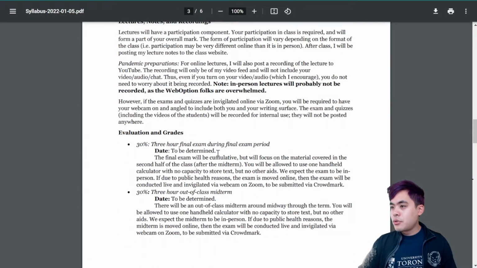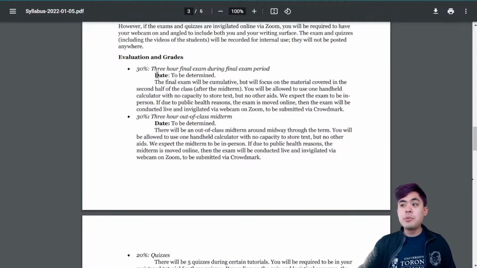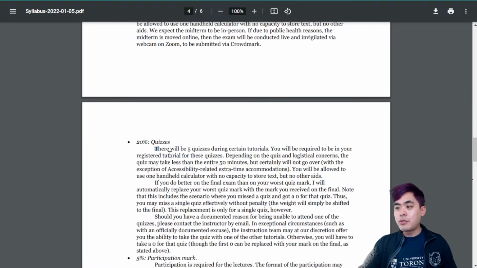Let's go through the other evaluation first. There will be a final exam, there will be a midterm. The dates haven't yet been set by the registrar. There will be five quizzes, as I mentioned.